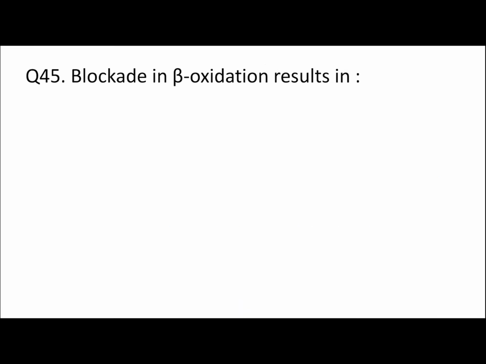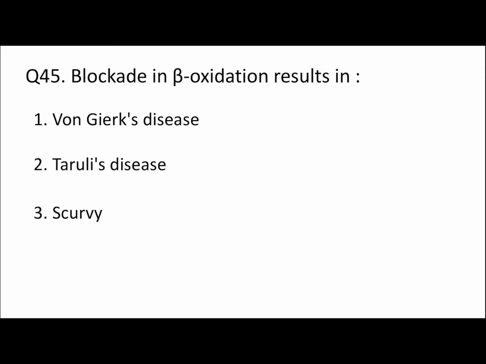Okay, let's see next, 45. Blockade in beta oxidation results in... beta oxidation means fatty acid oxidation. Okay, oxidation of fatty acid. Von Gierke's disease, Tyrole's disease, scurvy, or sudden infant death syndrome.